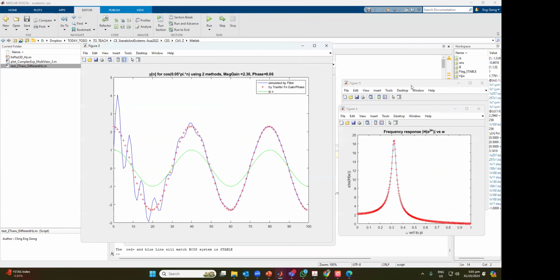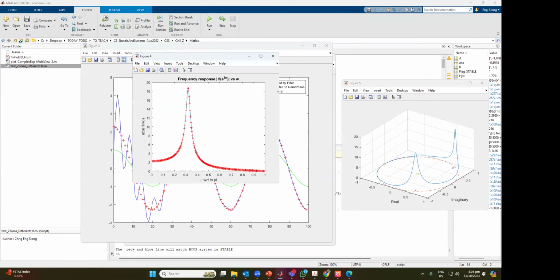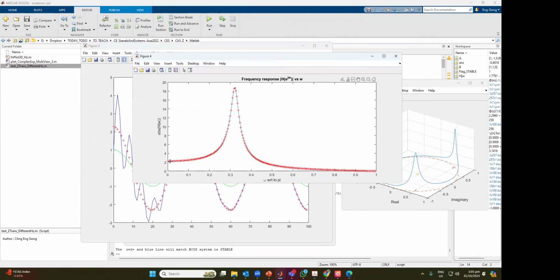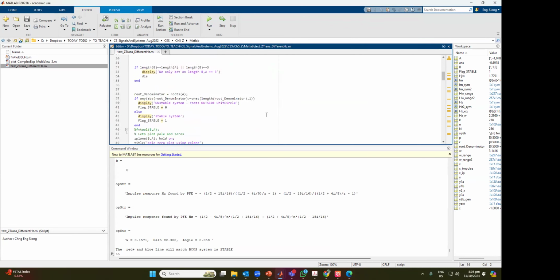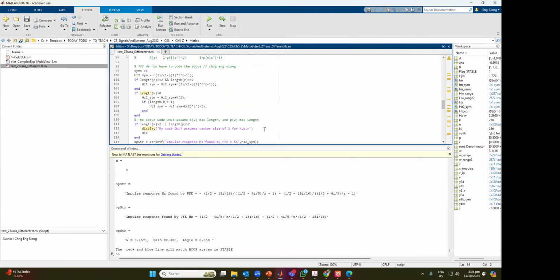All right, last question, guys. Look at the frequency response. At omega equals zero, the gain is about two, and it becomes higher and higher. At about 0.3, wow, it becomes like 18 times and then it dies again. So it's about 0.32 pi. Let's change my code to 0.32 pi.